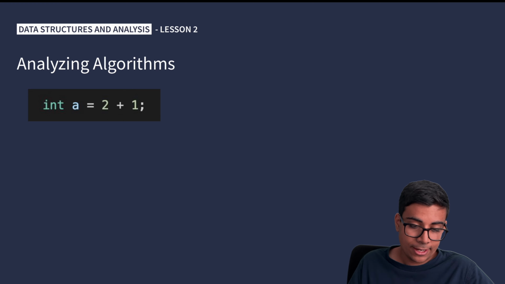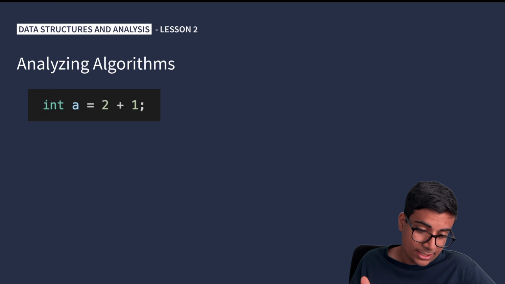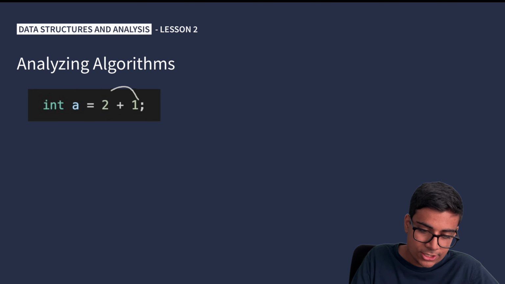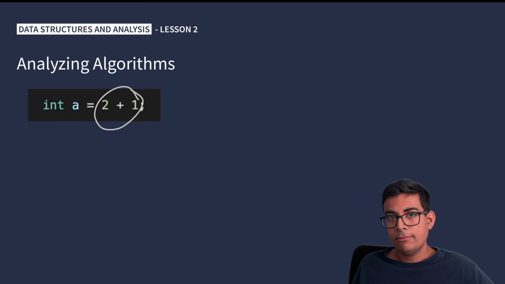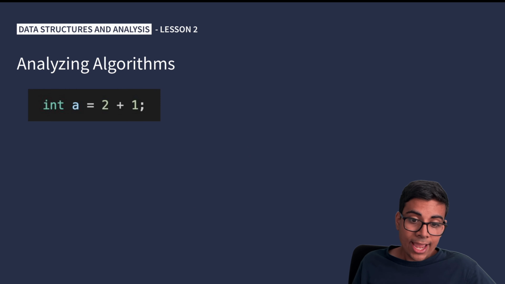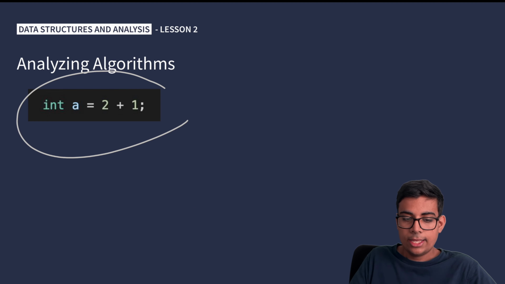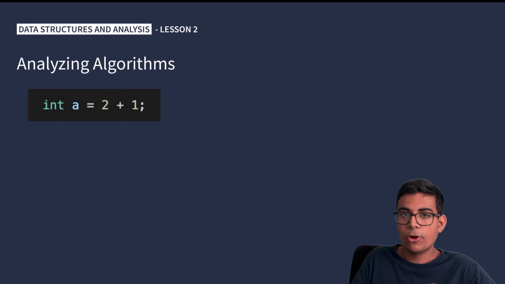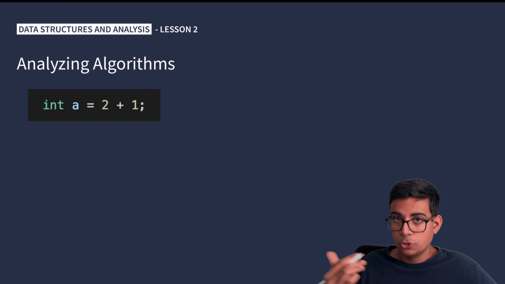Well, what are my inputs? There's actually no inputs if you think about it, because everything is contained, right? This 2 plus 1 was already written as part of the program. There's no variables here. So in the end, even if I were to put a million inputs into a function that included this line of code, it is always going to run in constant time, because it's essentially arithmetic. We're doing 2 plus 1.